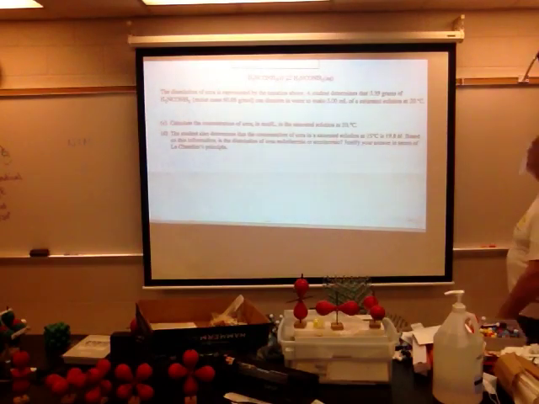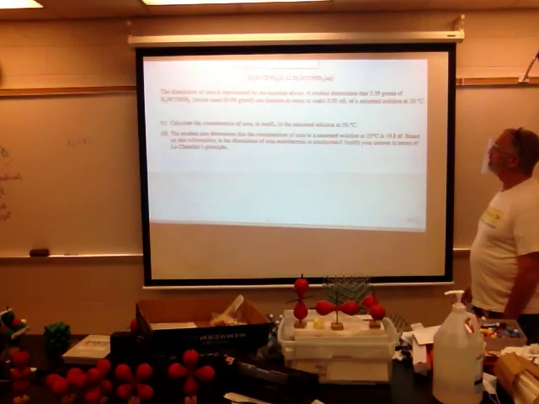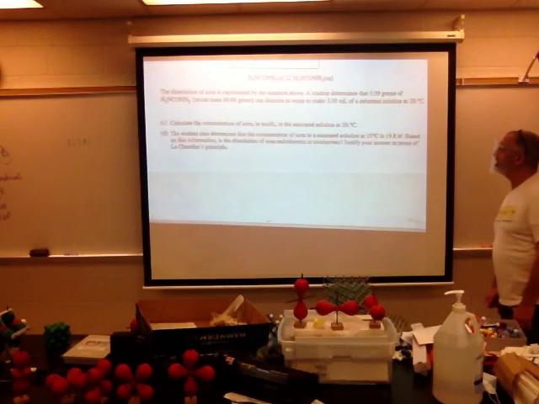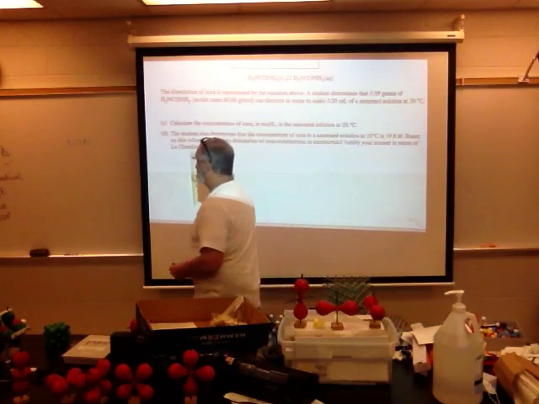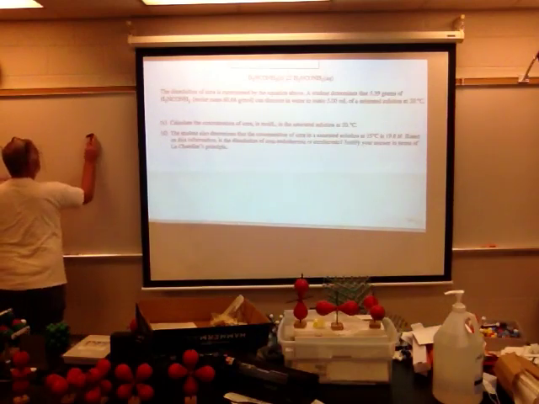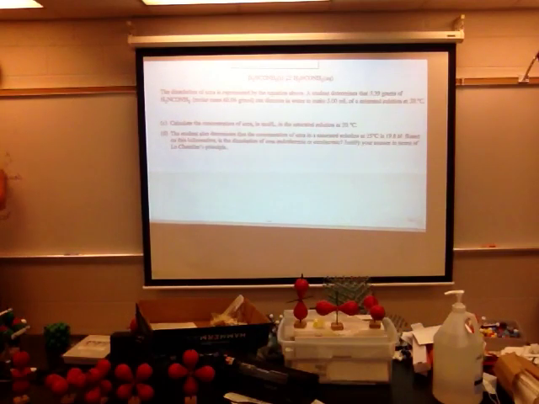Okay? A student determined that 5.39 grams of urea with a molar mass of 60.06 can dissolve to make 5 liters of saturated solution. Alright? How do we calculate molarity? Moles per liter. How do we change grams to moles? Molar mass. Okay, so everybody tell me what to do.